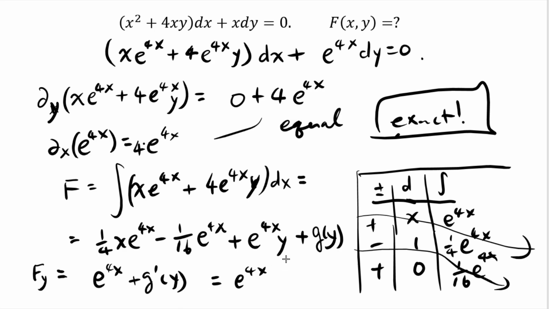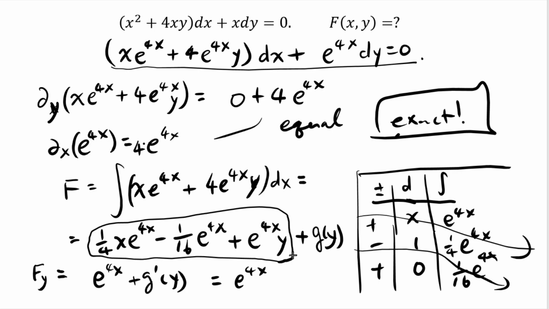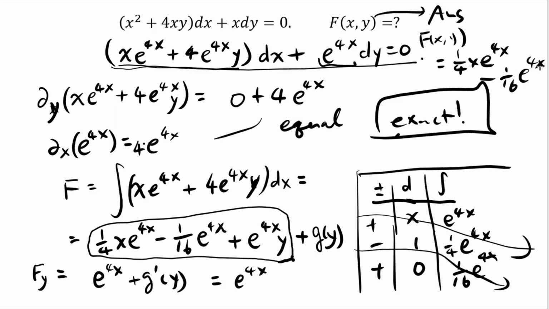And that means that this function actually satisfies this equation. Okay, so if you take this and differentiate by x, you get the first part, and if you take this and differentiate by y, you'll see that it exactly produces this much, and therefore the final answer would be f(x,y) equals 1/4 x e to the 4x minus 1/16 e to the 4x plus e to the 4x times y.